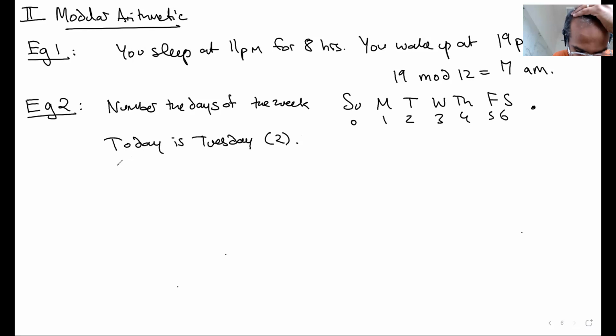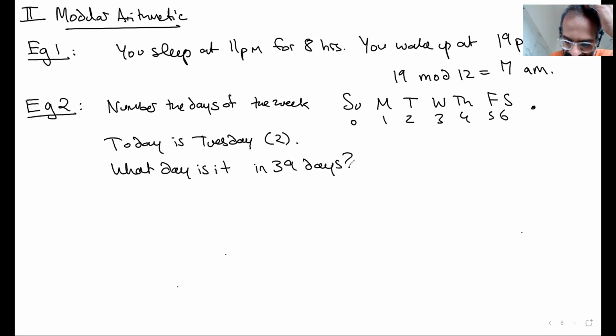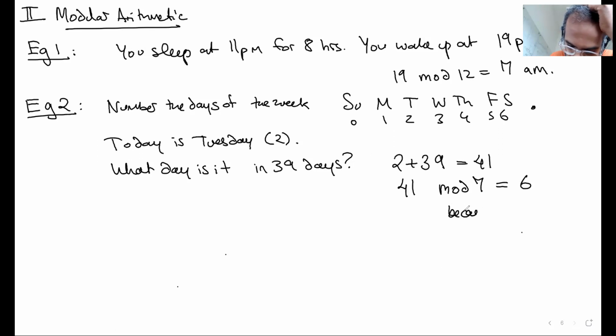What day is it going to be in, I don't know, 39 days? Well, again, the day is just the remainder when you divide by 7. So it's going to be 2 plus 39, which is 41. 41 mod 7 is 6, right? Because 41 is equal to 7 times 5 plus 6. So the 6 is the remainder. And so it's going to be Saturday.